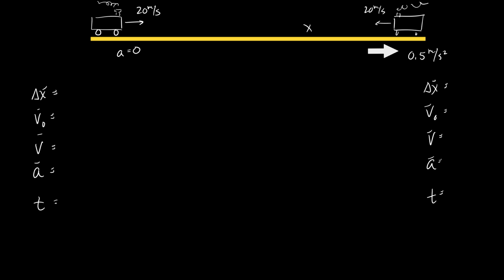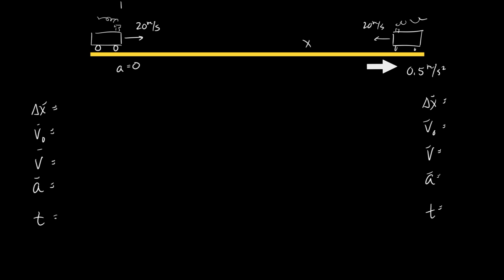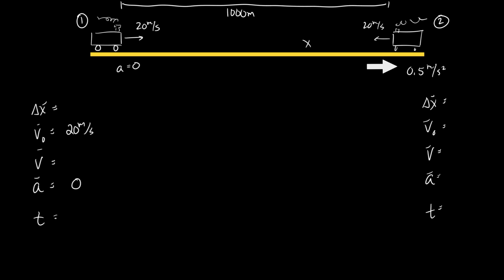Okay, so I know the trains are initially separated by 1,000 meters. I'm just going to write down the things we do know. We know that, and this side will be 1, this side will be 2. Train 1 has a velocity of 20 meters per second. Will have an acceleration of 0 and therefore a final velocity of 20 meters per second since there's no acceleration. All good? Any question about those choices?